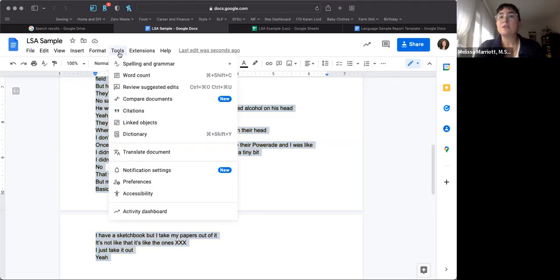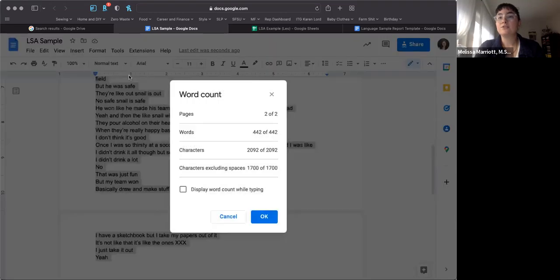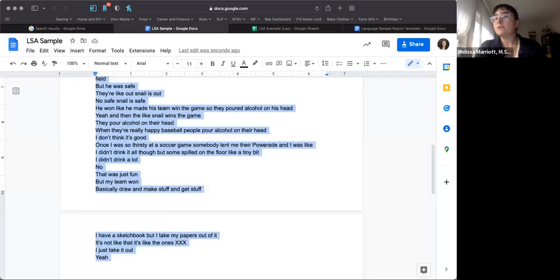And I can either do a word count right in Google Docs. This is going to give me the total number of words, right? 442 for this language sample. Or I can use this text content analysis tool. Hold on.